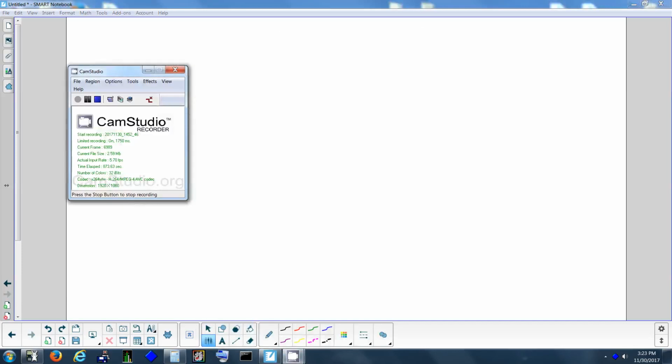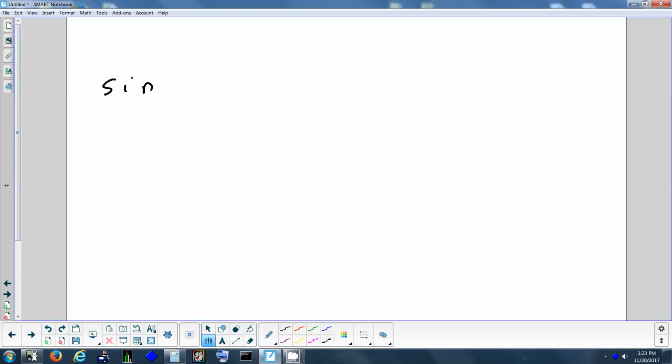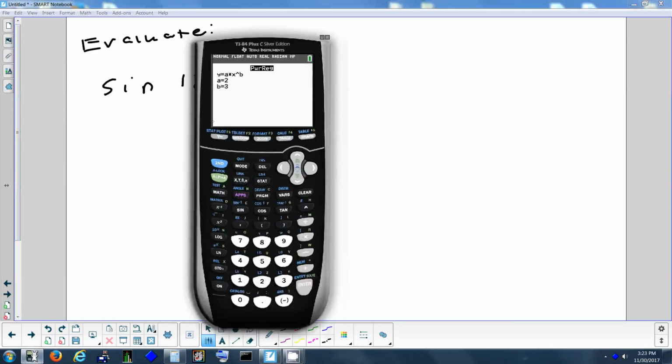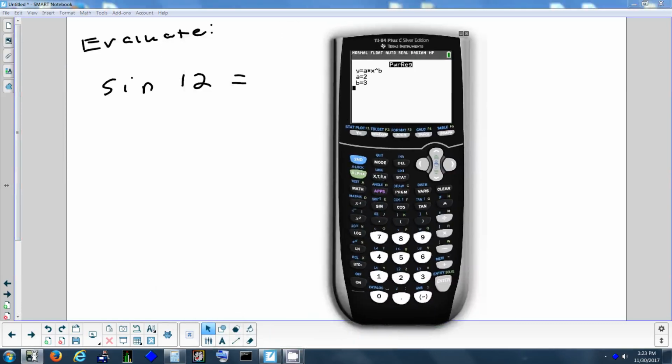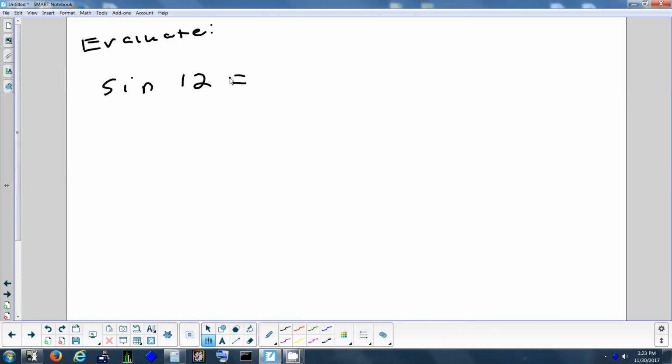All right. So next thing, how to find trig functions on the calculator. Let's just say evaluate sine of 12. Can you tell me how I would type that in? Just the sine button and 12. Sine and 12, in parentheses. Okay. And then don't you divide it by something? No, not for sine. You don't have to do any division. That's it. So the sine of 12 is negative 0.54, roughly.